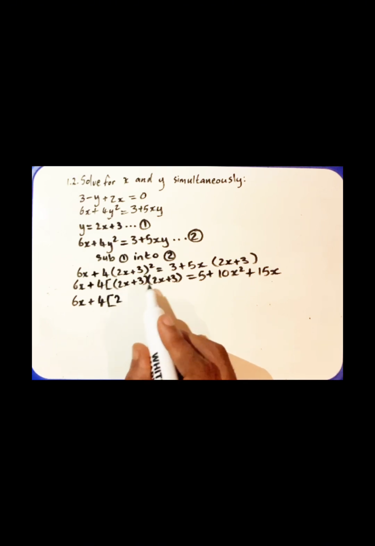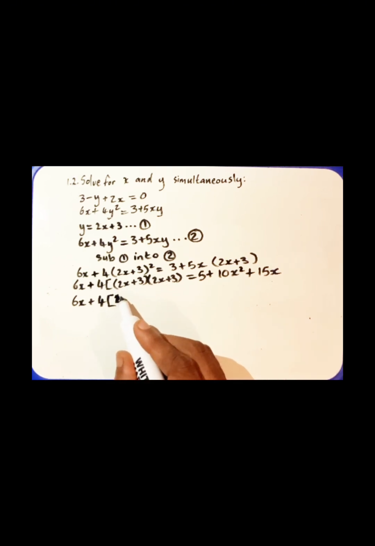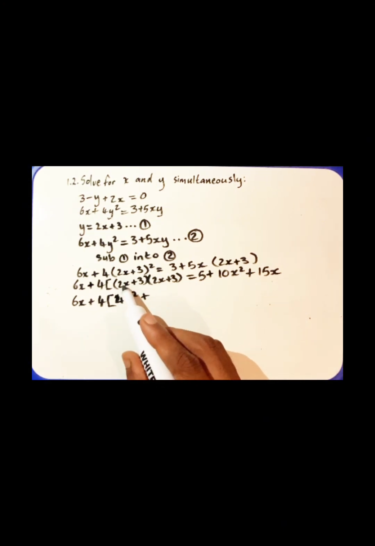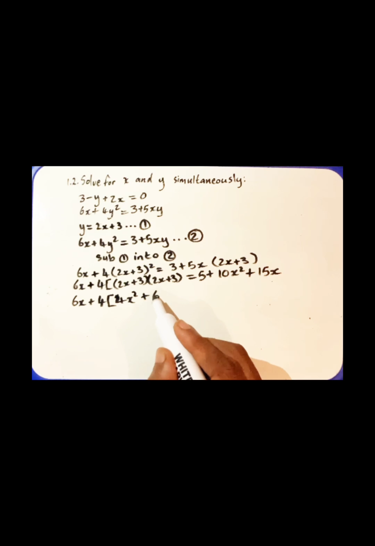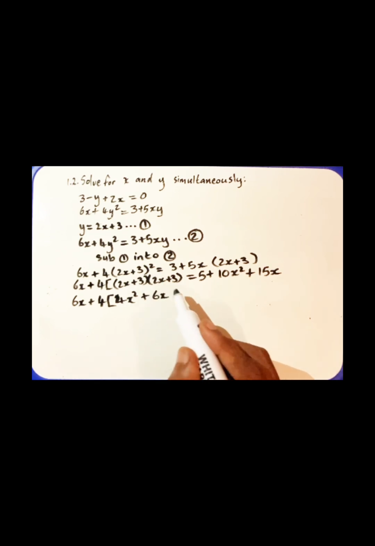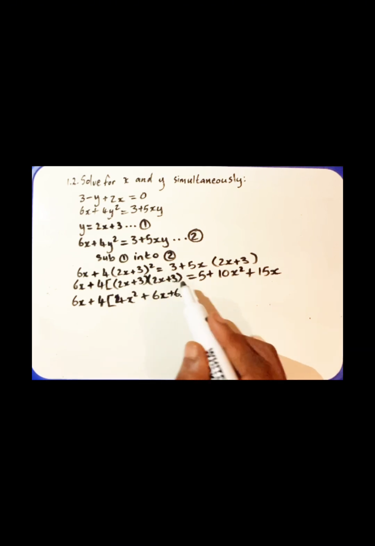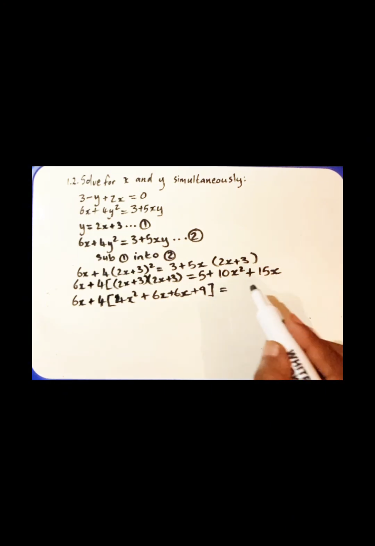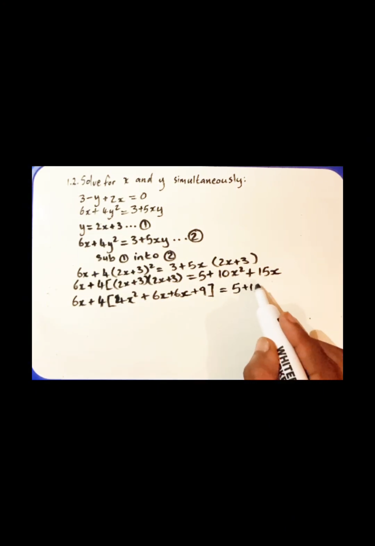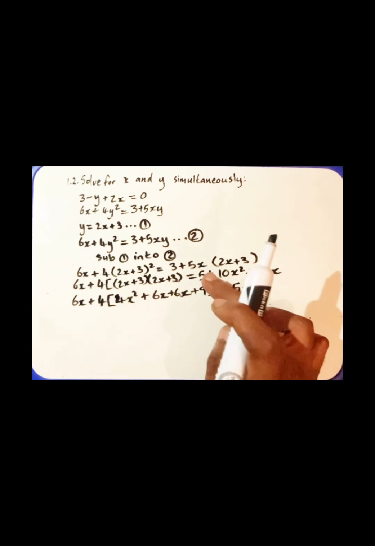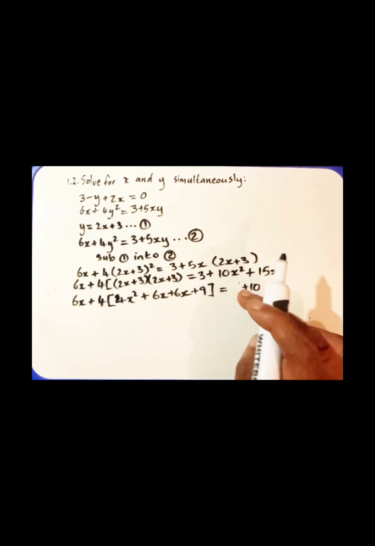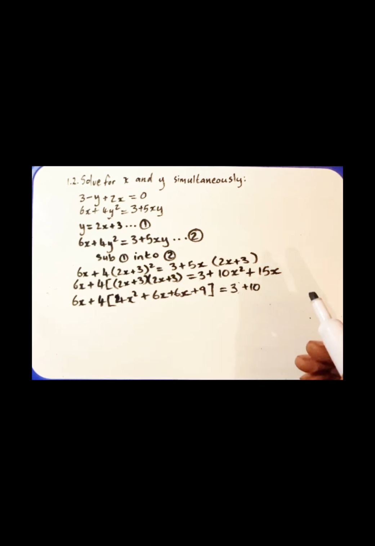So 2x multiplied by 2x will give us 4x squared. 2x multiplied by 3 will give us 6x. 3 multiplied by 2x, 6x. 3 multiplied by 3 will give us 9. Sorry, it's not a 5 here, it's a 3, as well as here it's a 3.